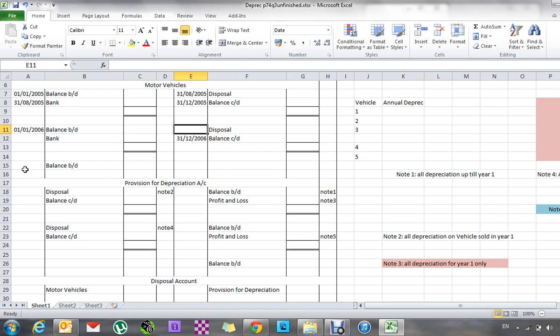So the disposal during 06 happened on the 31st of the 9th. So the bank will be the same, and the bank is 31st of the 9th 06. And then the balance BD is 1st of 1st 2007.